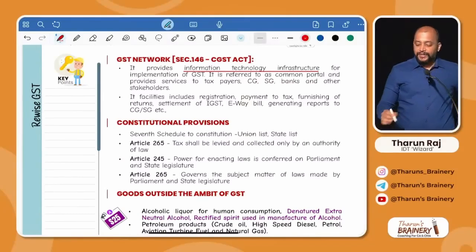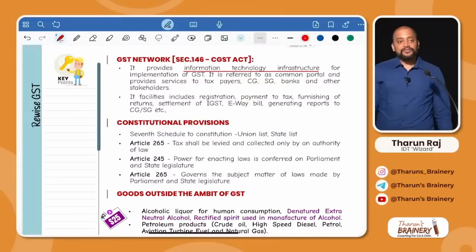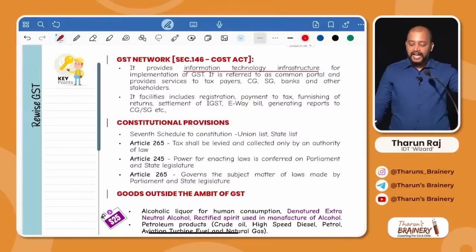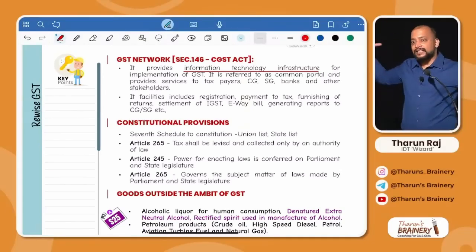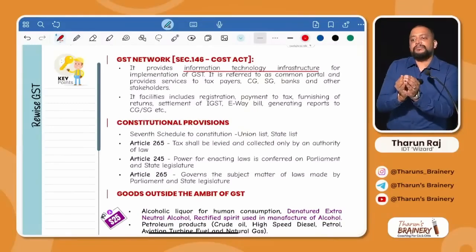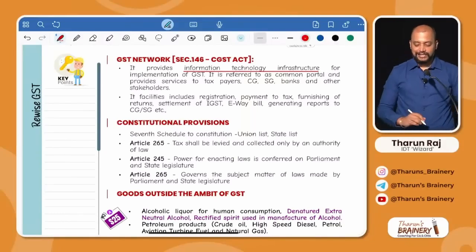Got it? So information technology infrastructure for implementation of GST, and it is referred to as the common portal and provides services. To whom will it provide services? Taxpayer, government, banks and other stakeholders. Other stakeholders means all others who are involved in GST. So it is like a single point of contact. On one side taxpayer, another side government, another side bank, and other side other people like officers, etc. Connecting everyone, they facilitate the information technology network, that is called the GST network.